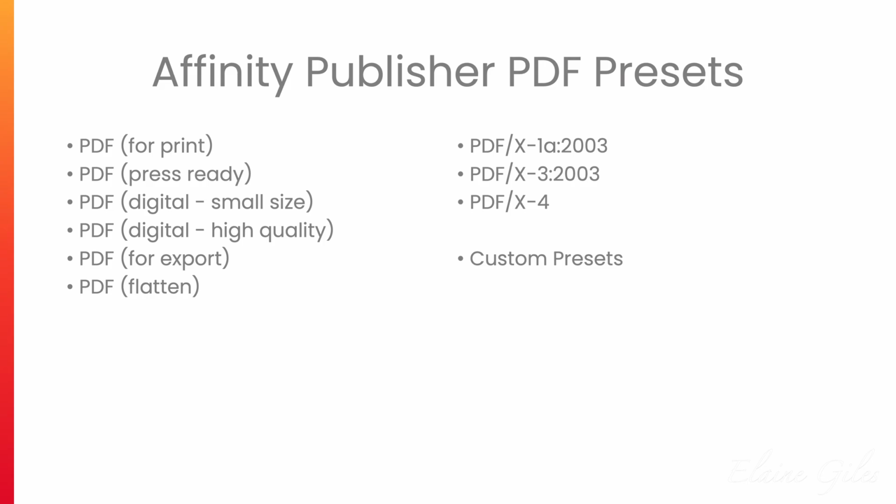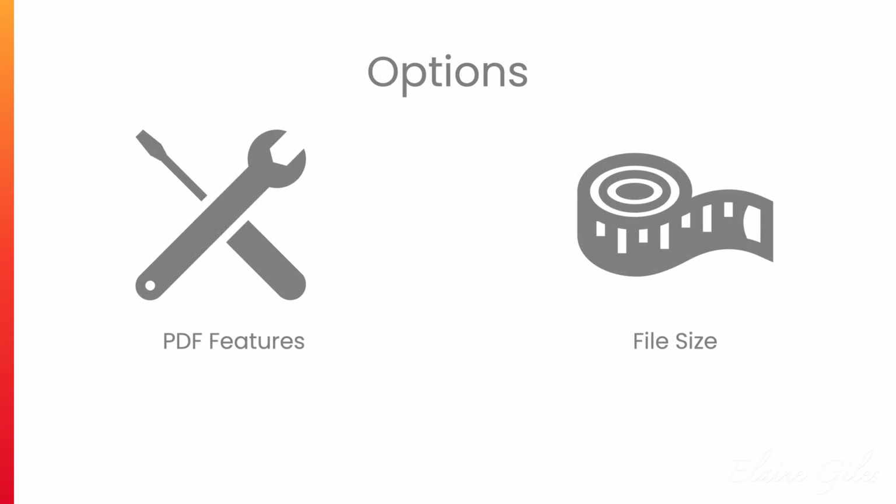Now, how I look at it is that all of the options available in Affinity Publisher fall into two distinct categories of options. First of all, there's the features supported in the PDF export itself. So, do you want clickable links? Do you want bookmarks? Do you want password protection? Then there's options related to the file size. Large file size gives great quality. Smaller file size with compressed images, lower quality.